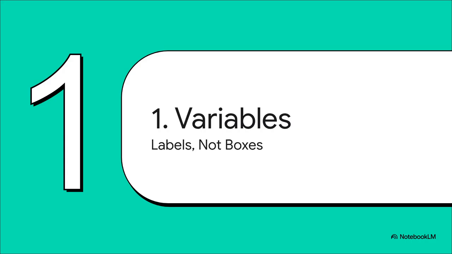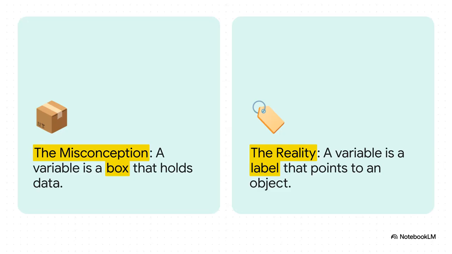Okay, first up, variables. And here's the big idea. We need to start thinking of them as labels, not boxes. This is a really important mental shift to make. A lot of us, when we start out, picture a variable as a little box that you stuff a value into. But in Python, it's so much more helpful to think of a variable as a sticky note, a label that you attach to an object. The variable itself doesn't hold the data, it just points to where that data lives.